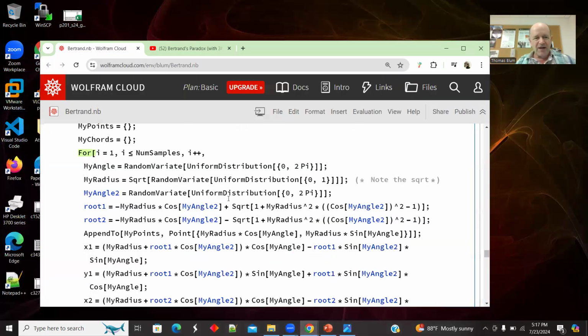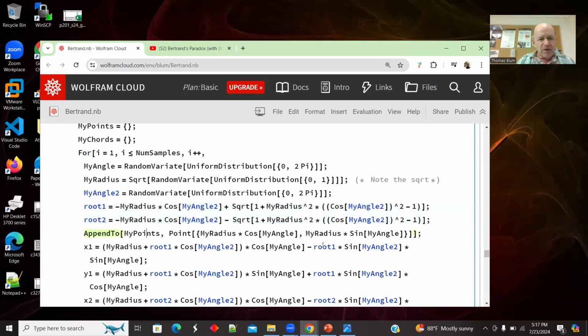So I have my angle and my radius to pick a point somewhere in the circle. I have the square root, so that gives me the more uniform distribution of points within the circle. This angle 2 is going to be the slope of the chord. And then I'm doing this root 1 and root 2. This is a sort of quadratic formula to find the endpoints of the chord that are on the circle.